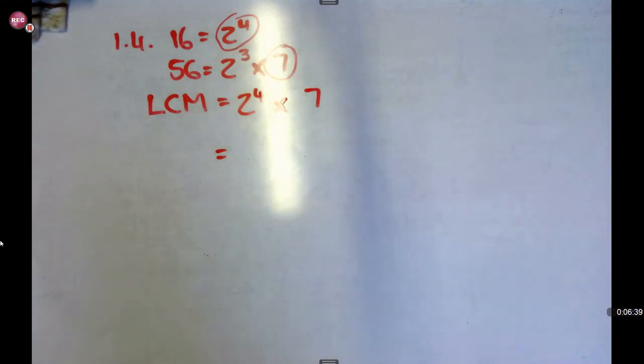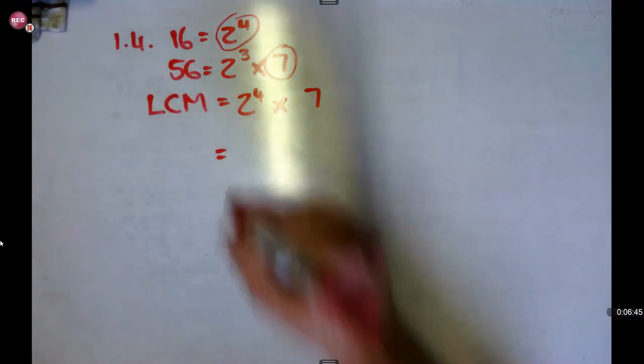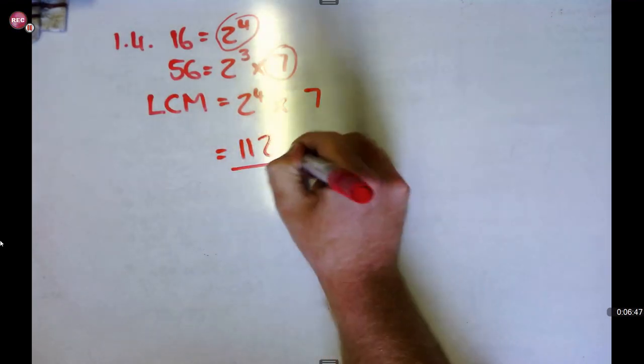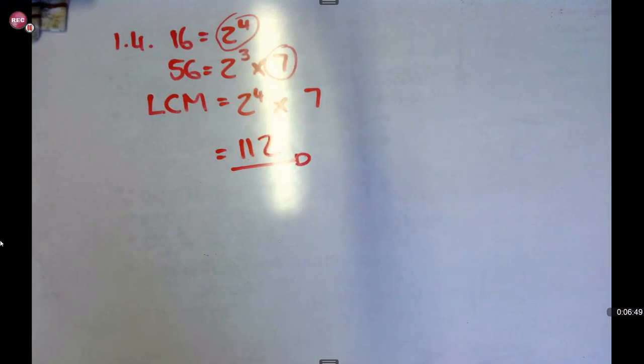You then need to go and calculate this. So you say 2 to the power of 4 times 7, and that gives you 112. So your answer is 112. So the LCM is 112 in this case. Okay.